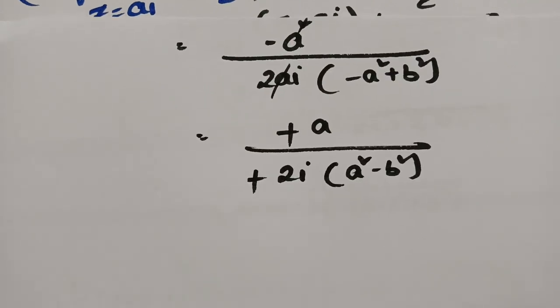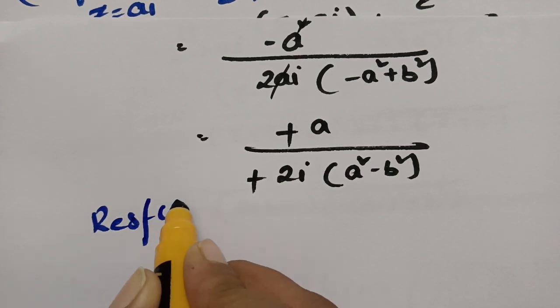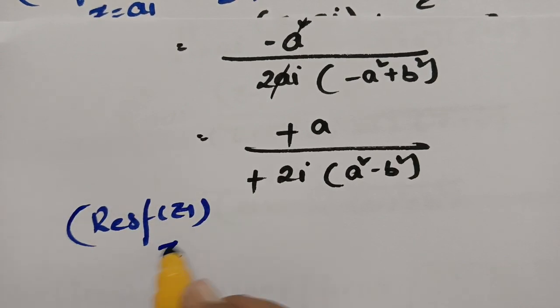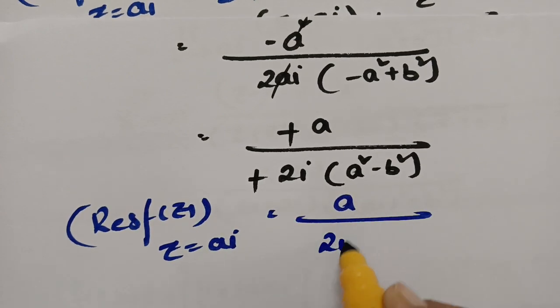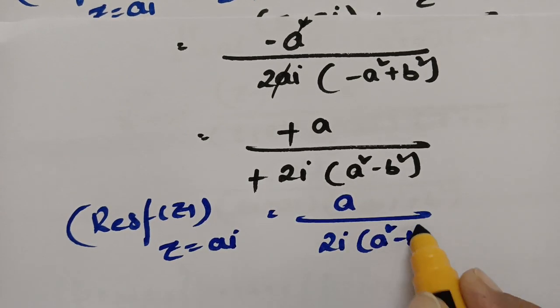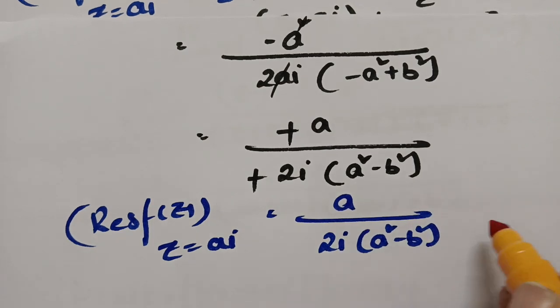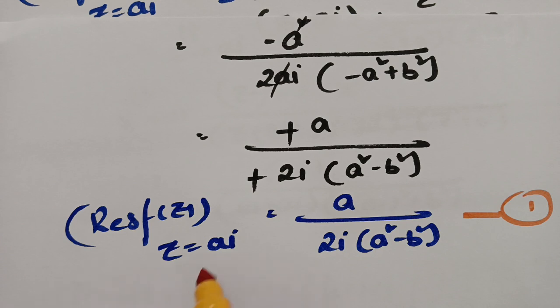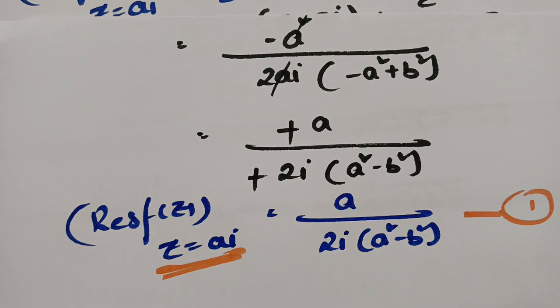So the residue value of f of z at the point z equal to ai is equal to a by 2i times a square minus b square. So this is equation number 1. For the interior pole ai, we got the residue value as a by 2i into a square minus b square.